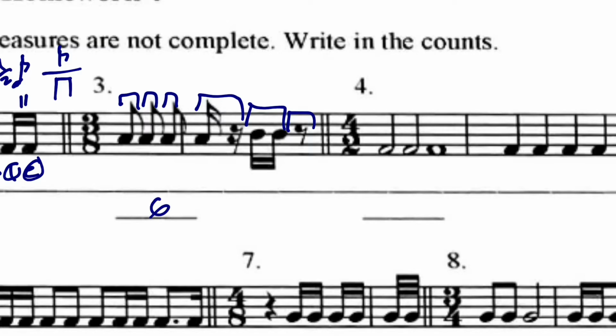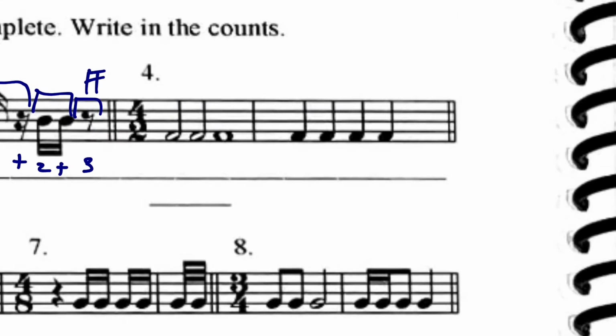How do we count them? 1, 2, 3, 4, and 5, and oops. Next measure, sorry. 1, and 2, and 3. And I could say and if I want here too, because it ultimately could be broken down to 2/16 note values.